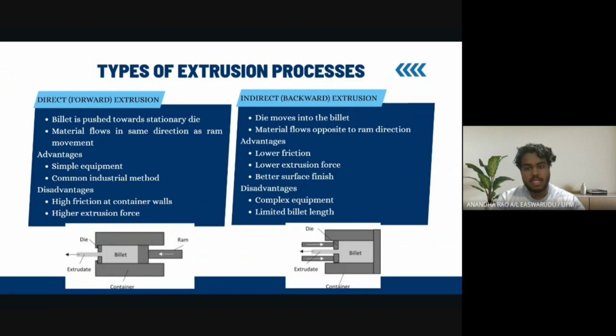Let's see about indirect extrusion. In indirect extrusion, the die moves into the billet while the billet remains stationary. Here, the material flows in the opposite direction of the ram movement. Because there is no relative motion between the billet and the container, friction is significantly reduced, resulting in a much lower extrusion force and a better surface finish. The limitation is that the equipment is more complex and billet length is limited.